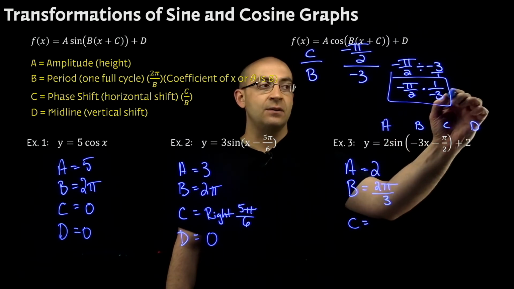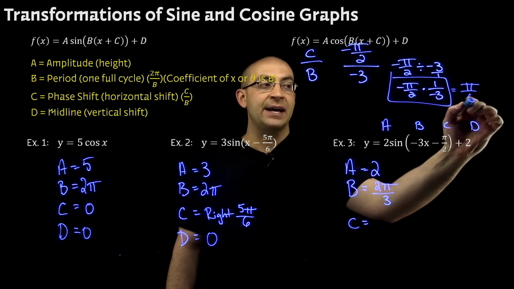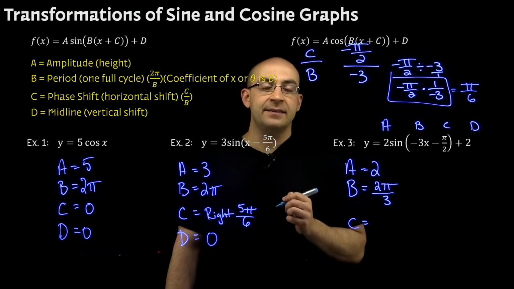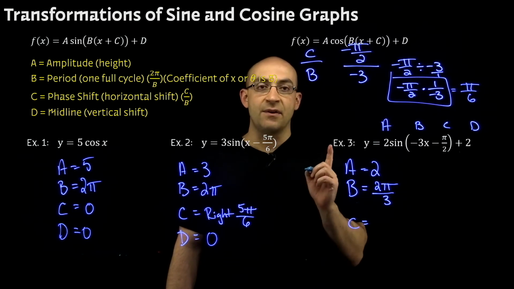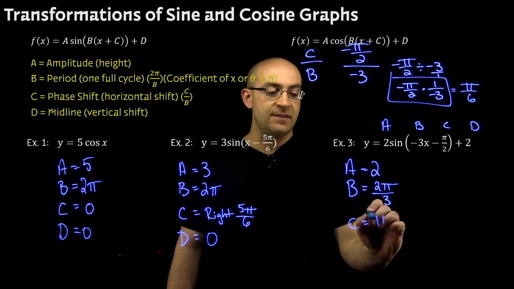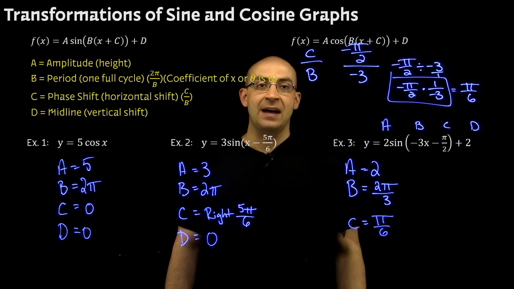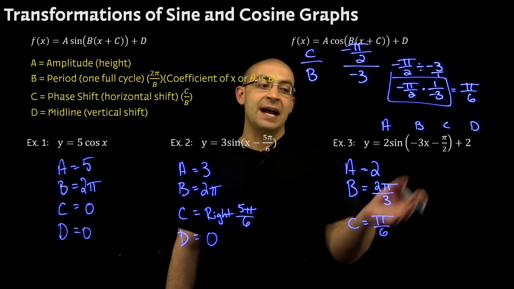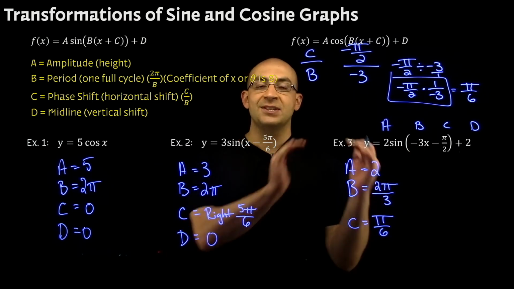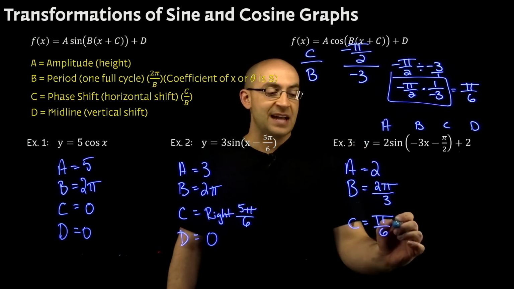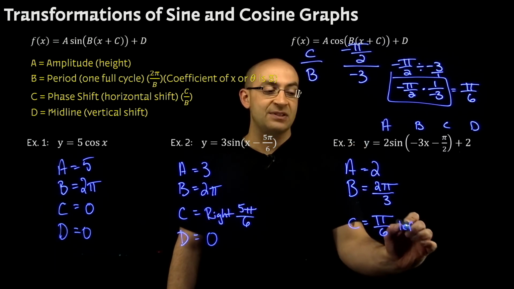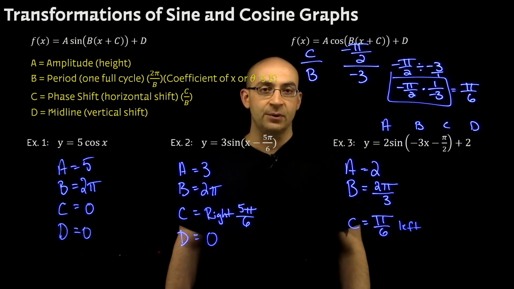Negatives cancel out. Multiplying across gives me pi over 6. That is the phase shift of this function. The c value or phase shift is pi over 6. Now, what direction is that? Because this is a positive value. Well, if I were to write it with a plus sign, remember it's going to stay in parentheses. So this is actually pi over 6 to the left. And that is going to be our value for the phase shift. Left, pi over 6 units.